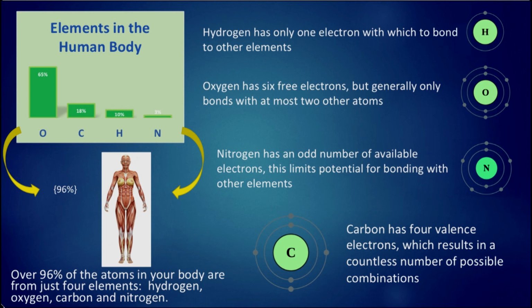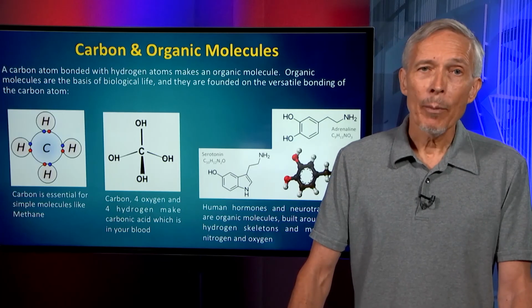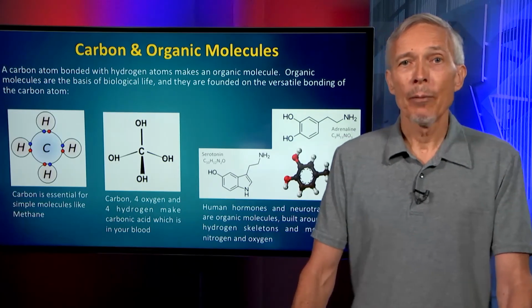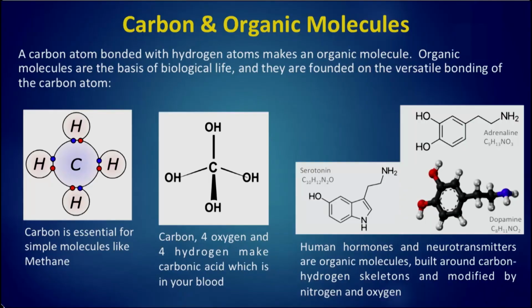Carbon has 4 valence electrons, which results in an enormous number of possible combinations. Essentially, carbon is promiscuous chemically and can bond easily and readily, especially with carbon. And so hydrocarbons, which we know are the basis of organic chemistry, can form in essentially an infinite number of ways. A carbon molecule bonded with a hydrogen atom makes what is called an organic molecule. That's the definition.